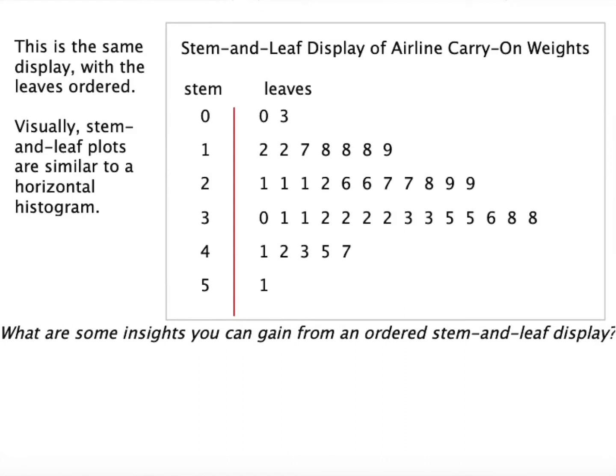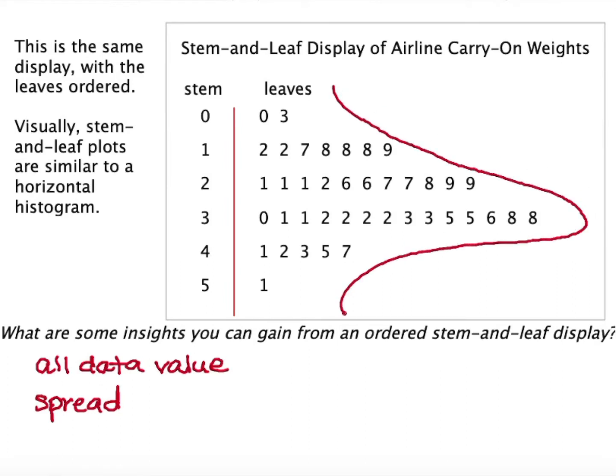Let's talk about some things that we can easily see from this diagram. First of all, we can see all the data values still. We didn't lose any like we do on a histogram. When we put them into categories, we don't know what the exact values are anymore. We can see how they're spread out. This one looks pretty mound-shaped symmetric. What would you say? Maybe a little bit skewed to the left.